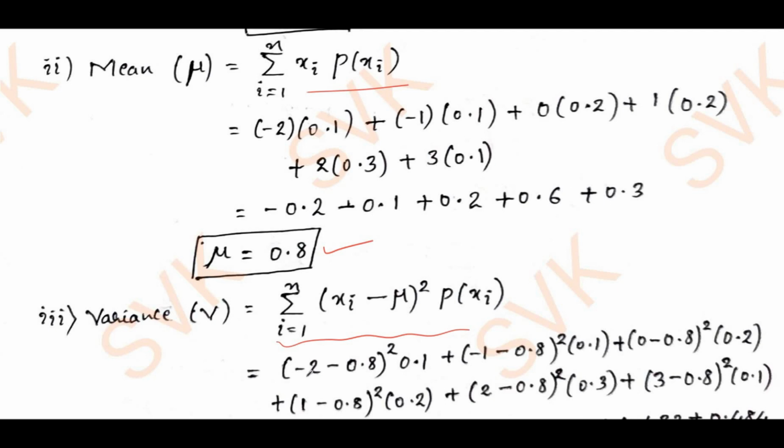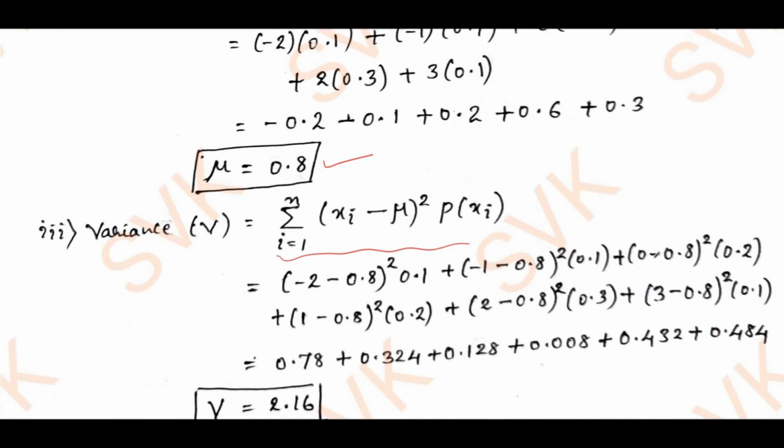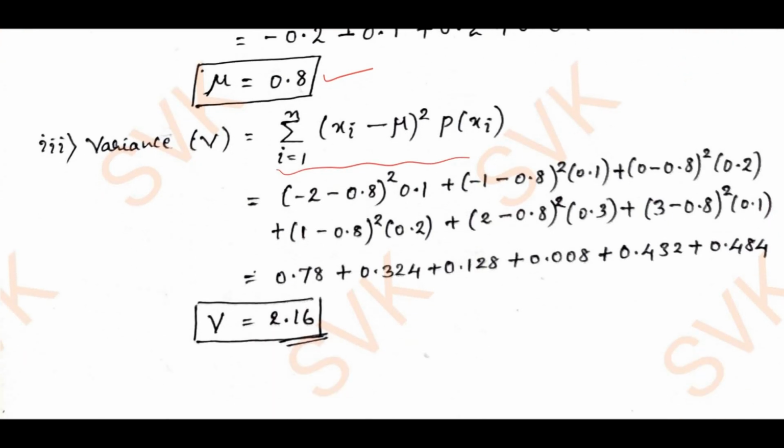So substituting all these values and expanding that, we are going to get minus 2 minus 0.8 the whole square into 0.1 plus minus 1 minus 0.8 whole square into 0.1 plus 0 minus 0.8 the whole square into 0.2 plus 1 minus 0.8 the whole square into 0.2 plus 2 minus 0.8 the whole square into 0.3 plus 3 minus 0.8 the whole square into 0.1. Simplifying this, I got the value of variance as 2.16.